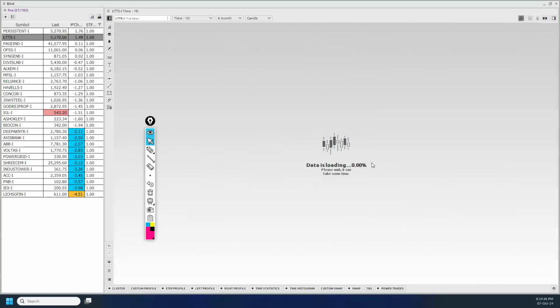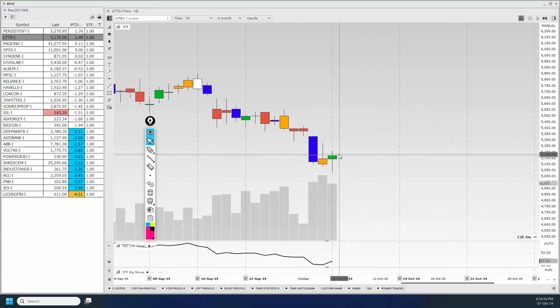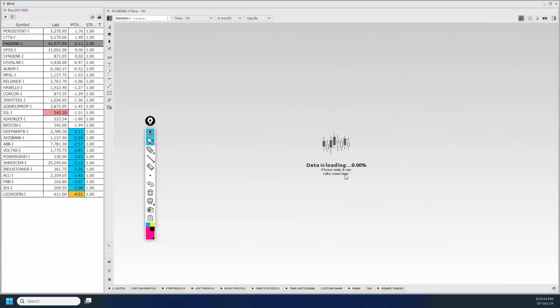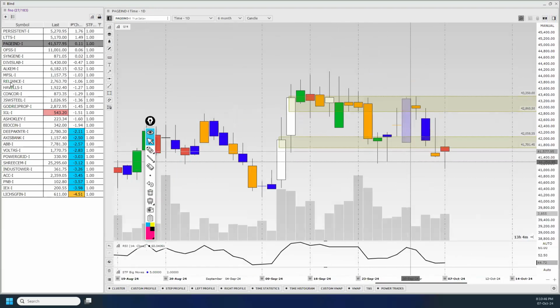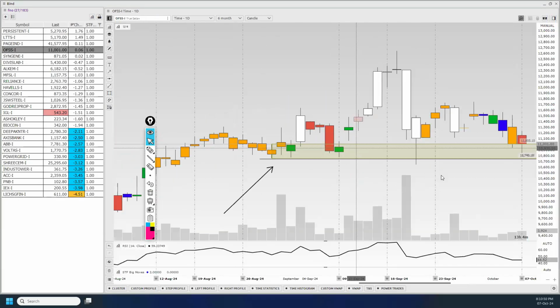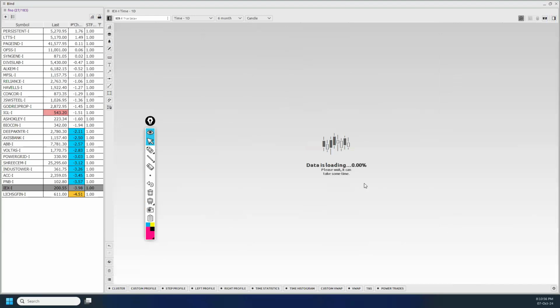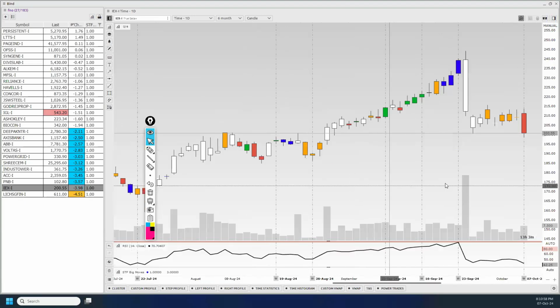Now LTTS. Here it broke the low, closed up. I will not take it. They didn't break the high. Again here. And this is again on the lower side. I will not take it. See, it is very, very easy for you to filter out a few good stocks.